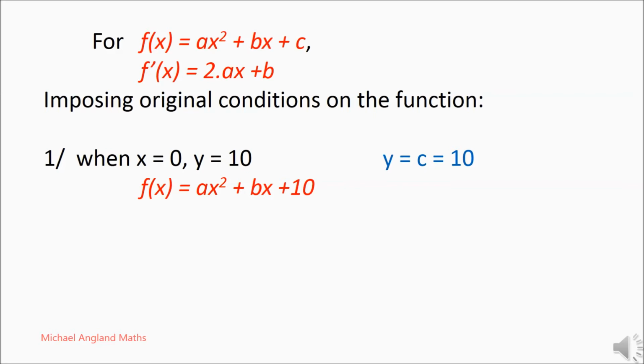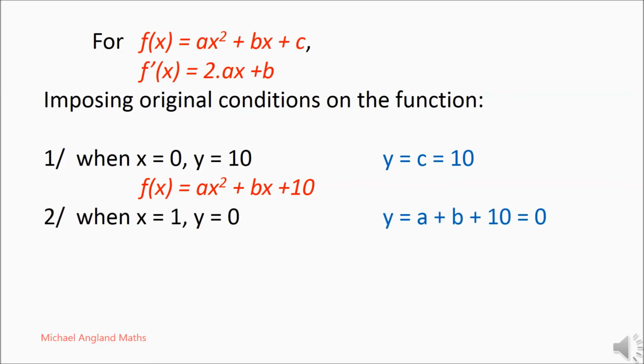So that revealed to us that we can write our equation as f(x) is equal to ax squared plus bx plus 10. Now looking at the second condition, we had when x equals 1, y equals 0, which gave us y is equal to a plus b plus 10 is equal to 0. And that can be expressed as a plus b is equal to minus 10, which will come in useful later.